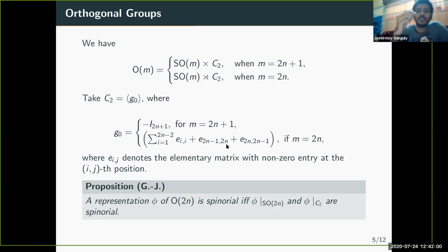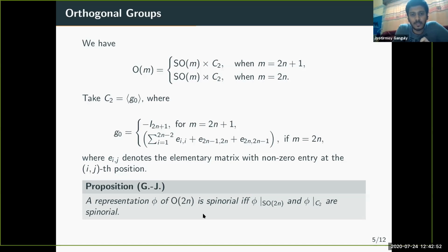Okay. So I will just talk about the spinoriality of the even orthogonal groups, because similar results follow for odd orthogonal groups. A representation phi of O2N is spinorial if and only if its restriction to the subgroups SO2N and C2 are spinorial. We have in general proved a result like: if G is a group which is a semi-direct product of G1 and G2, where G1 is connected, then a representation pi of G is spinorial if its restrictions to the subgroups are spinorial. Anyway, so this is the case for the orthogonal group.